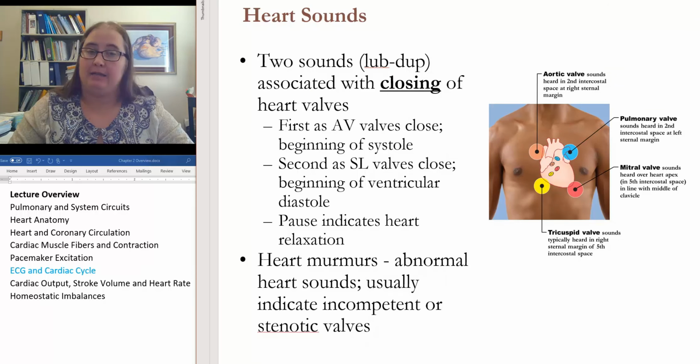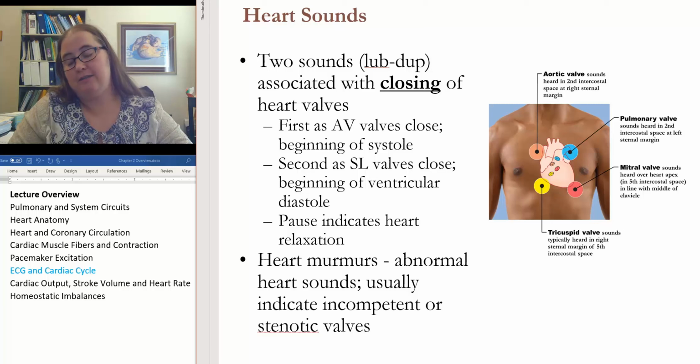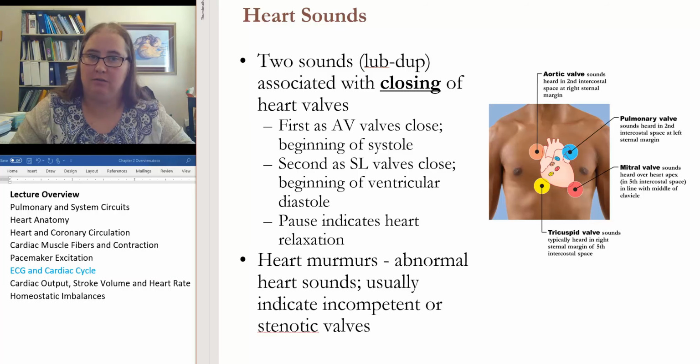When we look at the heart sounds, if you ever put your head on the chest of somebody, laying there, falling half asleep, often you'll hear the heart going lub-dub, lub-dub. The sound of the heart actually comes from the closing of those valves. The first sound, the lub, is due to the AV valves closing. The dub is due to the semilunar valves closing. Remember our AV valves are the bicuspid and tricuspid. The semilunar valves are the aortic and pulmonary valves.